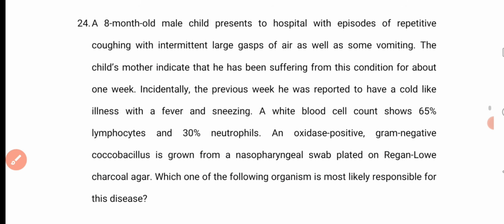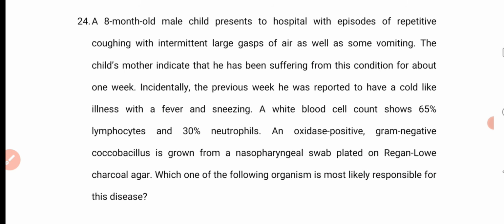The next question says an 8-month-old male child presents to the hospital with episodes of repetitive cough, large gasps for air, as well as some vomiting.